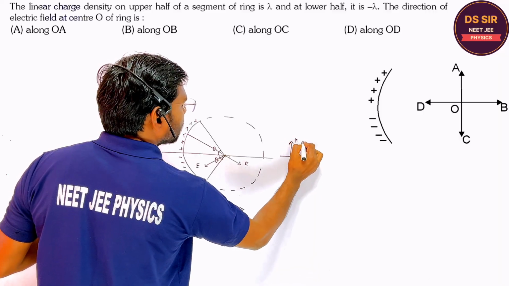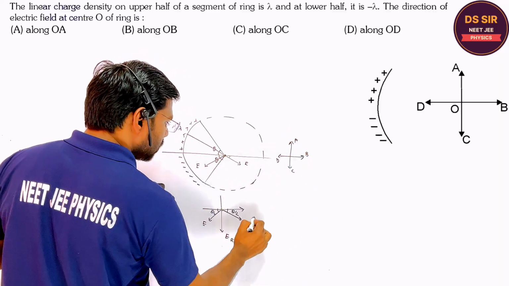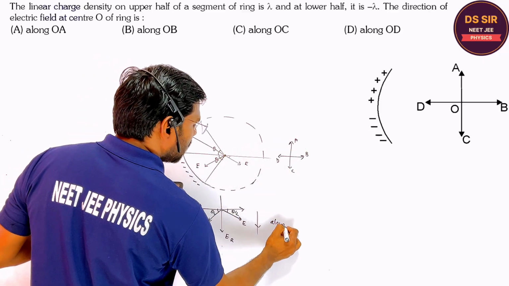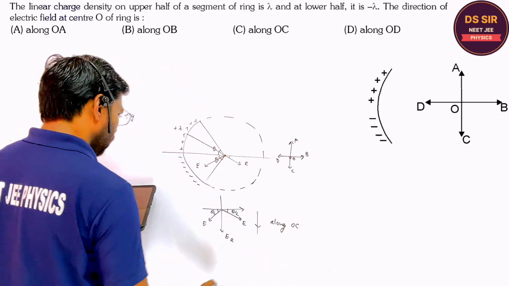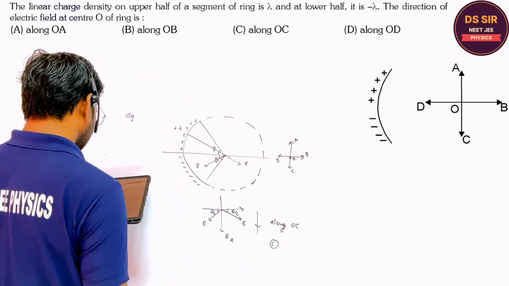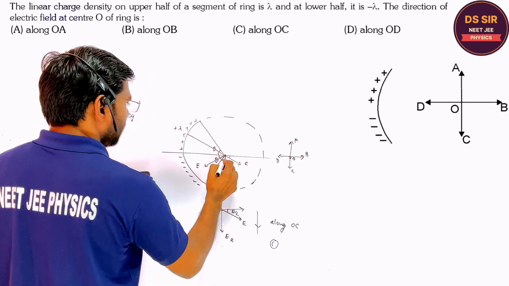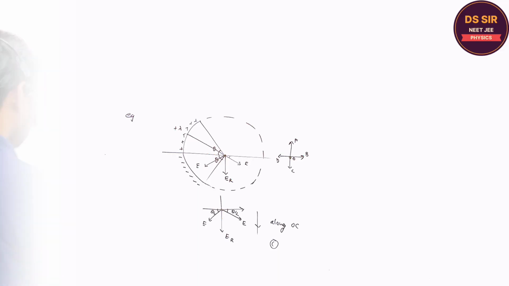This is A, B, C and D. So what is the direction of the electric field? From A to C, along OC, if this is O. Is it clear or not? So option C is the correct option. The net resultant field will be in this direction. Copy this.